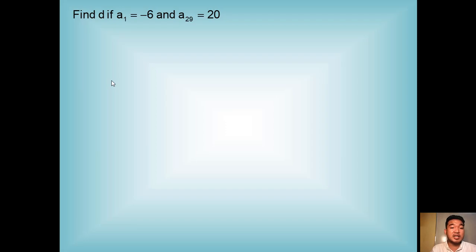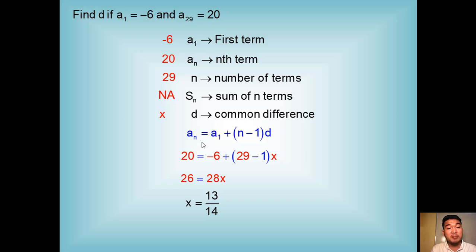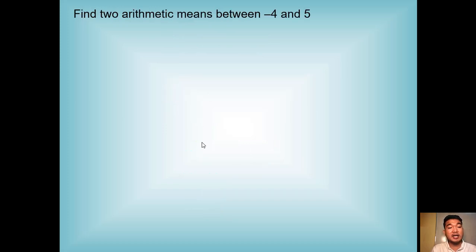Find d if a sub 1 equals negative 6 and a sub 29 equals 20. So what we are looking for here is the common difference. Again, we identify the known variables. Our first term is negative 6. A sub n is 20. So n is 29. And d is what we are solving for. Using the formula, we substitute the known variables. And then, simplifying it, you will have 26 equals 28x. And then solve for x by division, applying the division property of equality. So x is 13 over 14. That is the common difference.